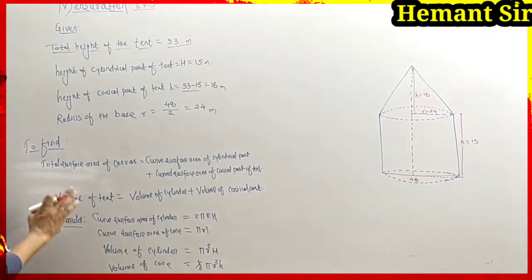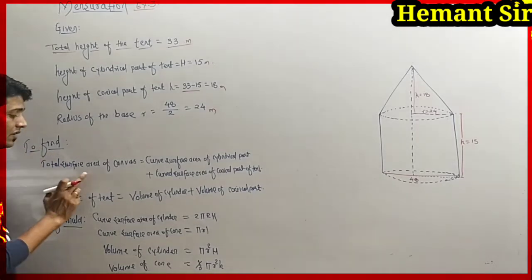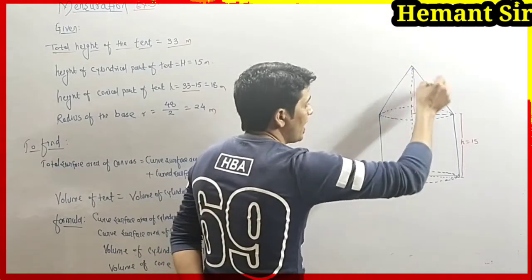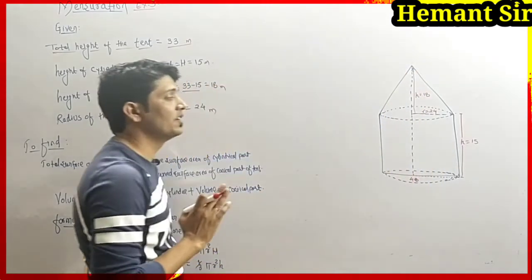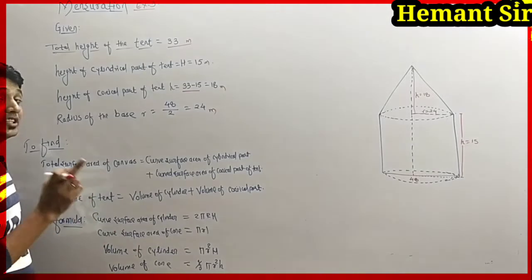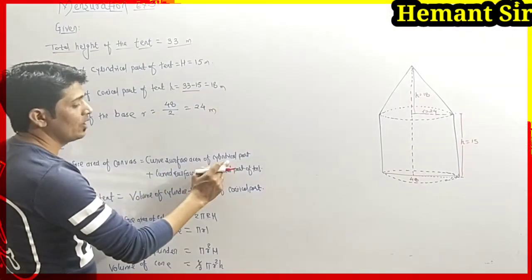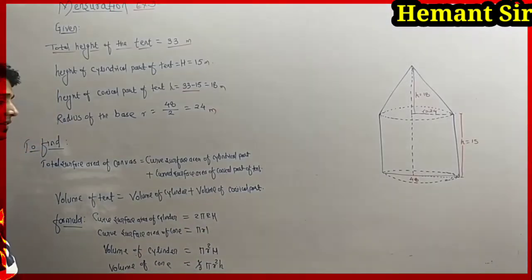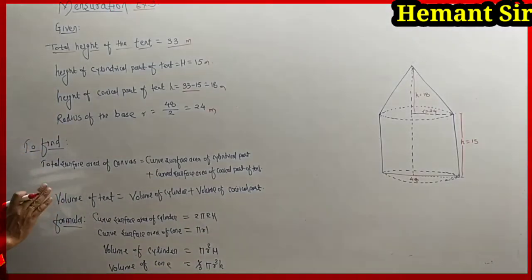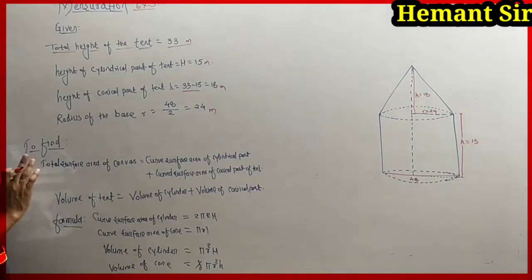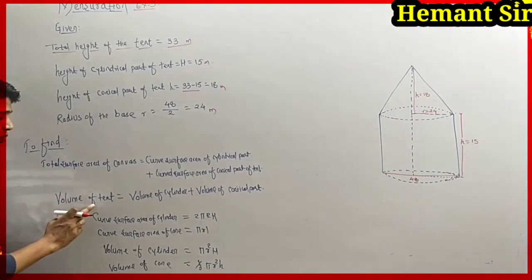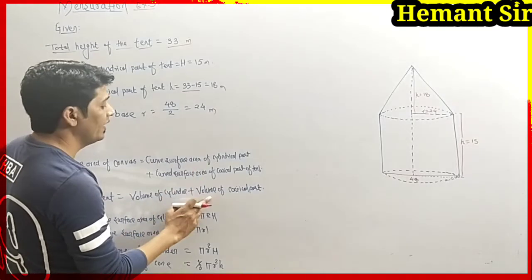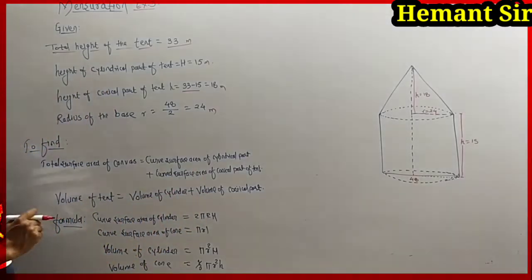Then what do we have to find? We have to find the total surface area of the canvas. That means we have to find this part and this part, which is the total surface area of the tent, which equals the curved surface area of the cylindrical part plus the curved surface area of the conical part of the tent. Then we have to find the air present inside the tent, which is nothing but the volume. That means the total volume of the tent equals the volume of the cylindrical part plus the volume of the conical part of the tent.